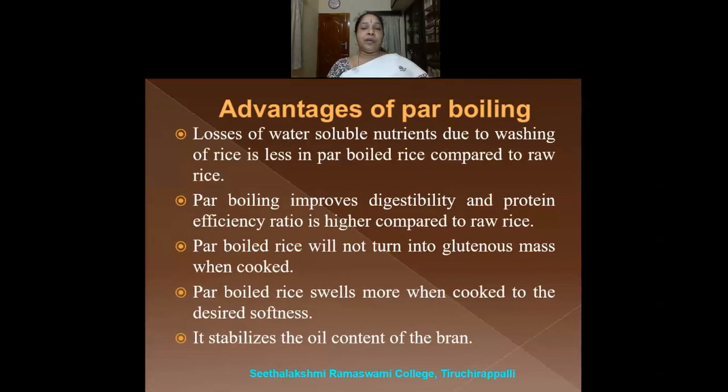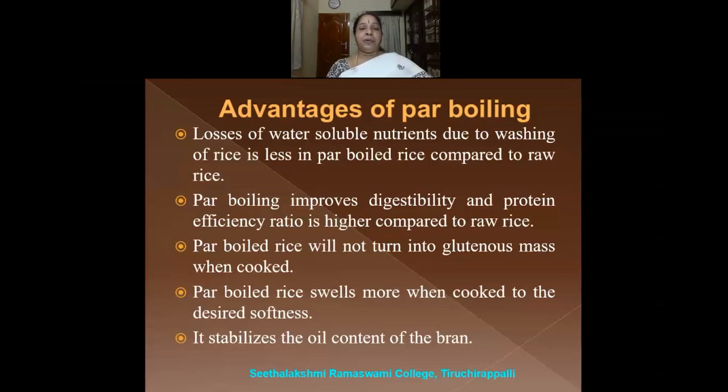Losses of water-soluble nutrients due to washing of rice is less in parboiled rice compared to raw rice. So usually during the cooking process, we will wash the rice and then add them to water. When the raw rice is washed, there will be greater loss of water-soluble nutrients. And when the parboiled rice is washed, the amount of nutrient loss will be less, because we know that most of the nutrients have penetrated into the rice grain.